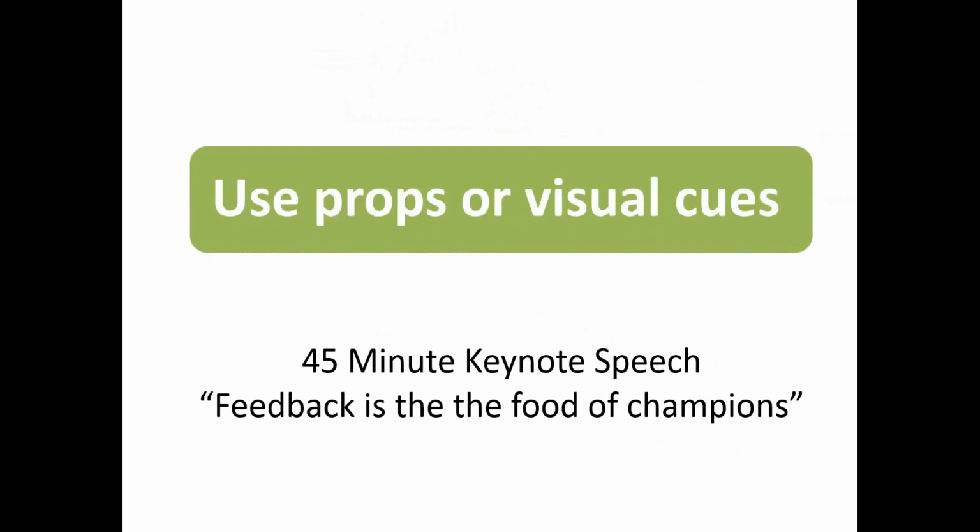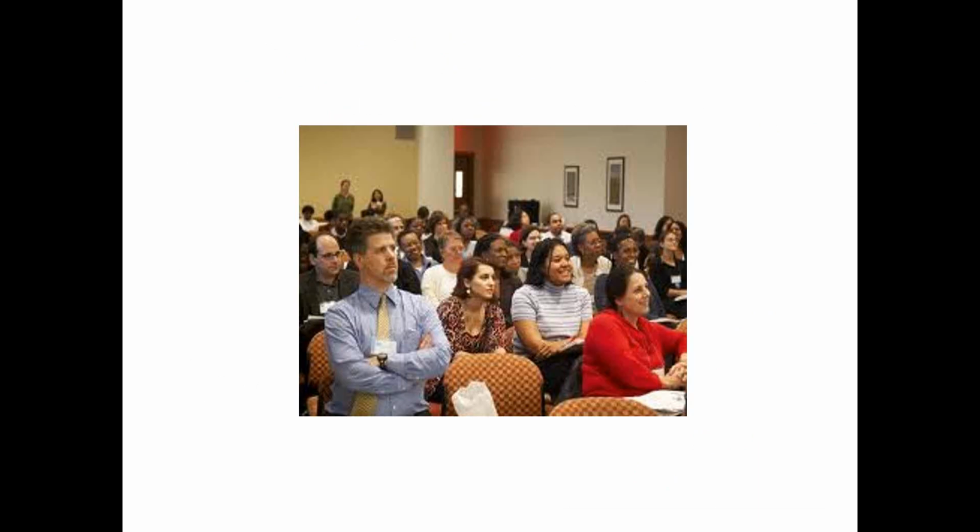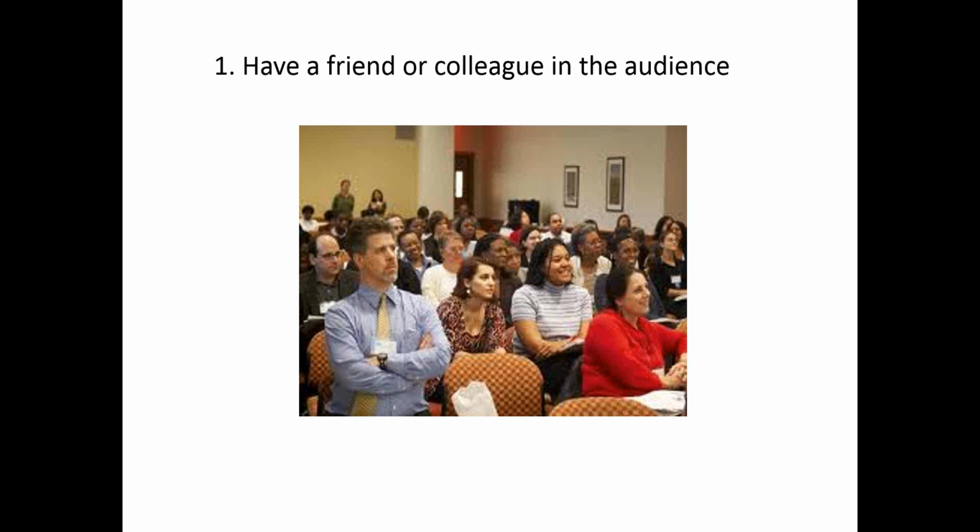So for example, when I do a 45-minute presentation on the importance of feedback, so feedback is the food of champions, why every time you speak you should seek feedback, I talk about how to receive feedback and the value of feedback. So my first prop that I'll just have up the front, people may not even know it's there, might be a postcard of a group of people. So I've got that postcard, this picture. So one of the ways you can get feedback is have a friend or a colleague in the audience give you feedback. At the end of the presentation, ask them to give you feedback.